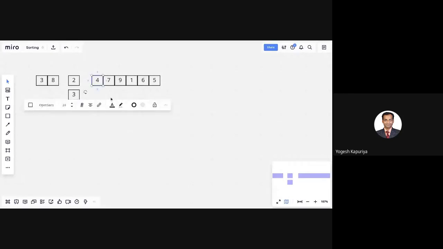Yes, anyone? If you see this, it is 1, 4, 5, 6, 7 and 9. This should be the sorted array. So 1 is my first place. The exact position of 4 will be the second one. So what will happen? This 4 will come at the second place. Obviously someone will take the position of 1. But the point is, this is how the entire algorithm works.